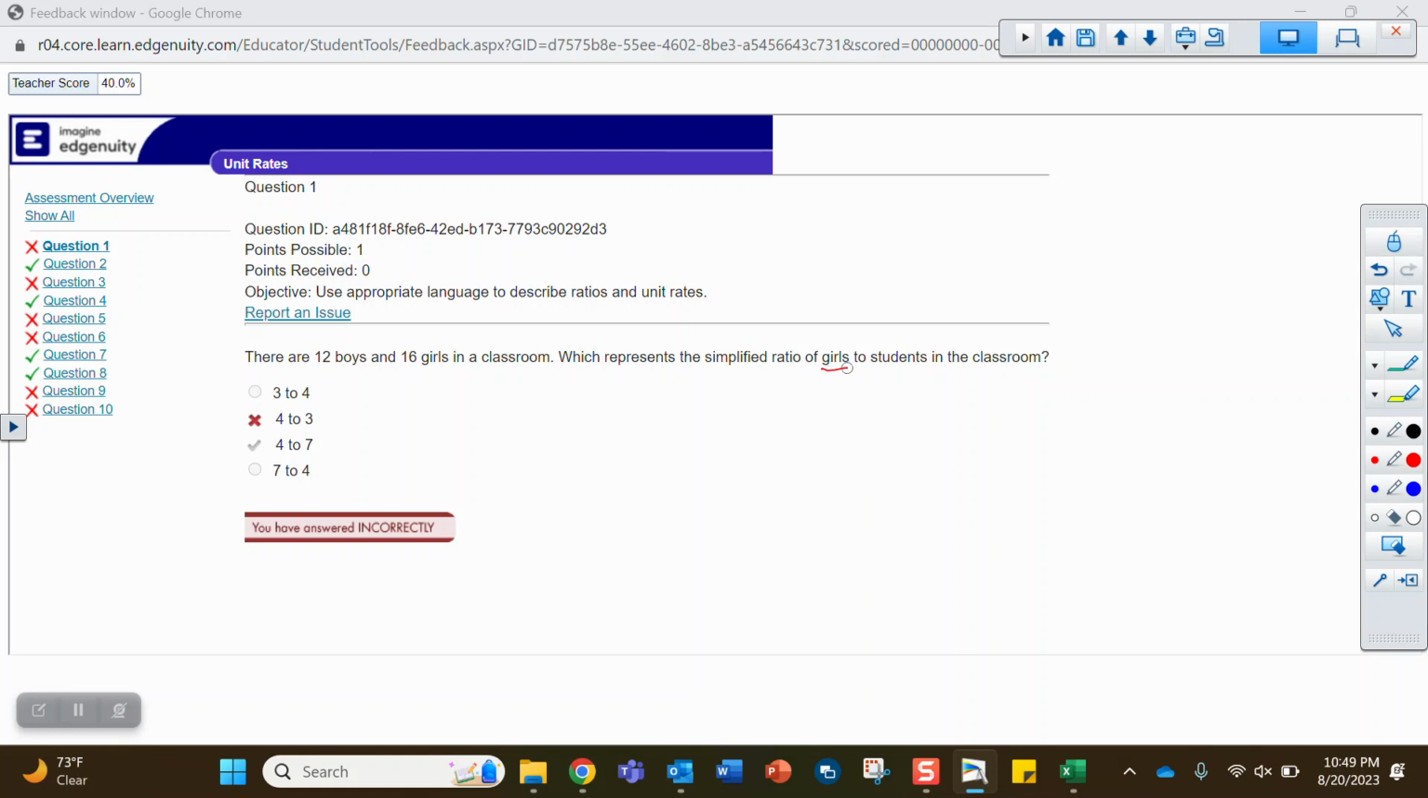So first it says girls to students. So this is the total students. So we're not really using these boys and girls numbers like they're listed here. First of all, there's 16 girls, and we can write a ratio with the word to, we can write it as a fraction, we can use a colon, but the total number of students comes from 12 plus 16, so that's 28. So we're going to write 16 to 28.